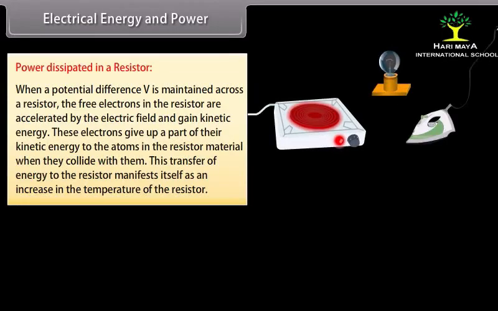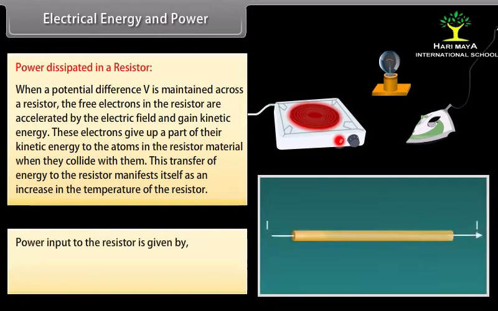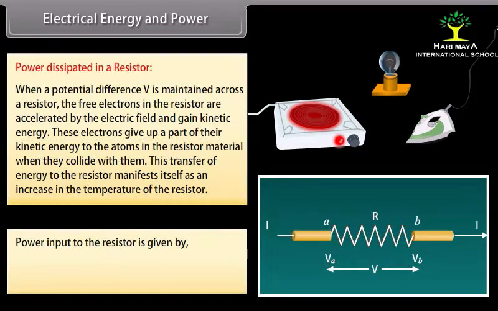When a potential difference V is maintained across a resistor, the free electrons in the resistor are accelerated by the electric field and gain kinetic energy. These electrons give up a part of their kinetic energy to the atoms in the resistor material when they collide with them. This transfer of energy to the resistor manifests itself as an increase in the temperature of the resistor. Power input to the resistor is given by P equals VI, which is equal to I squared R, which is equal to V squared divided by R.